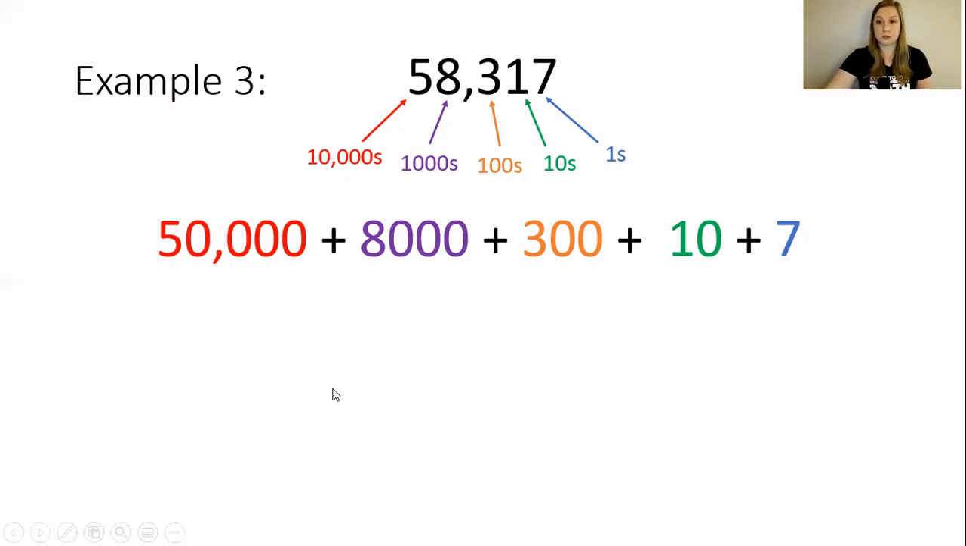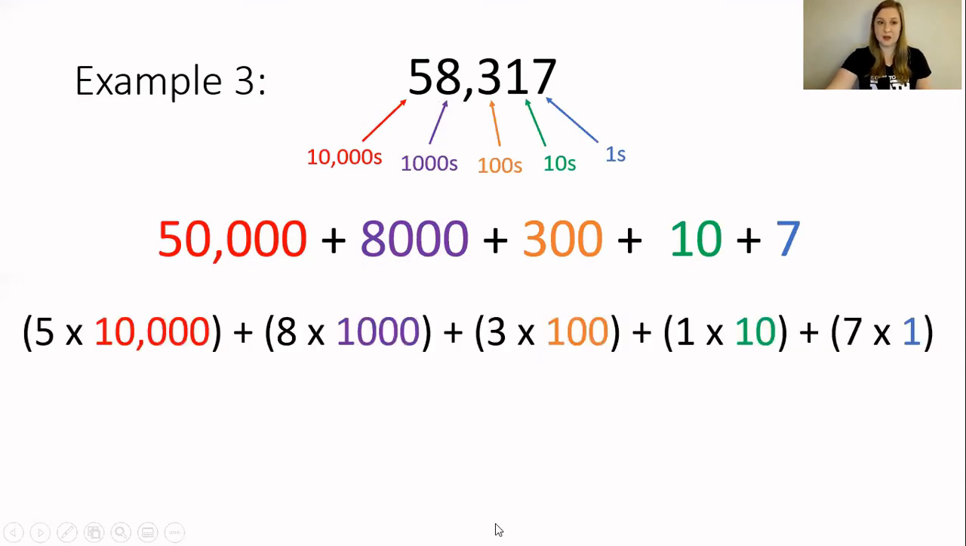So now we want to write our answer with the multiplication by the place value, and that would look like this. So again, for this step, another way of thinking of it is just taking the digit and multiplying it by the place value. So 5 is in the 10,000s place value, so we do 5 times 10,000. 8 is in the 1000s place value, so it's 8 times 1000. 3 in the 100s place value, 3 times 100. 1 in the tens place value is 1 times 10. And 7 in the ones place value is 7 times 1.